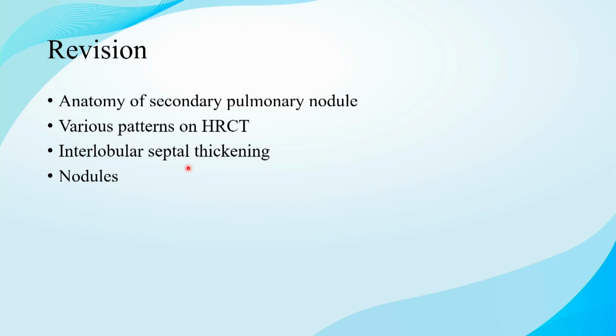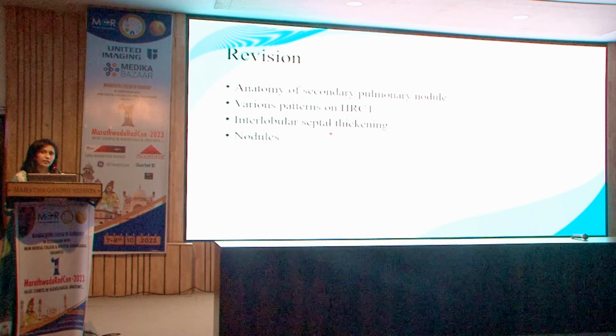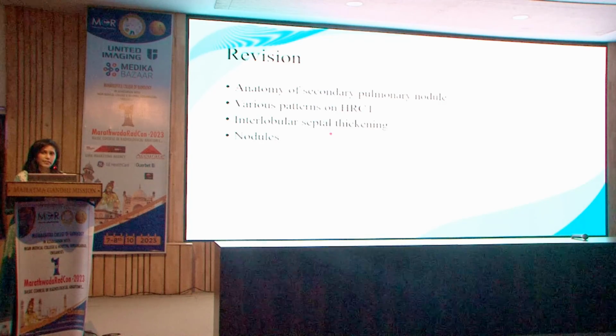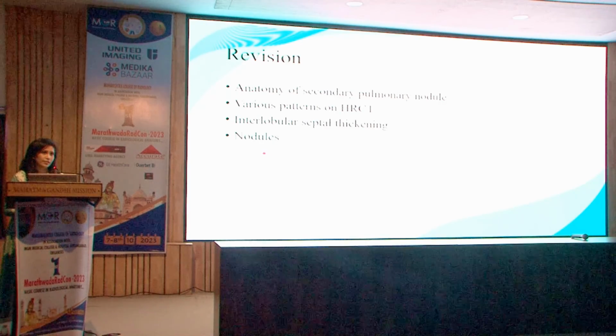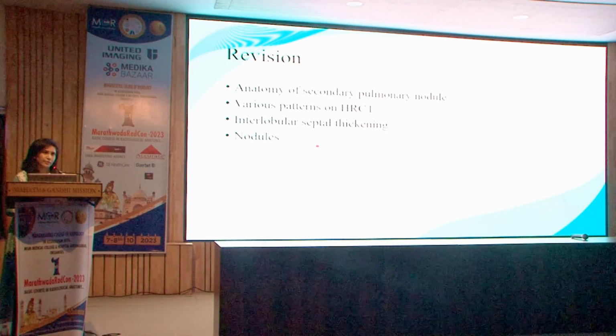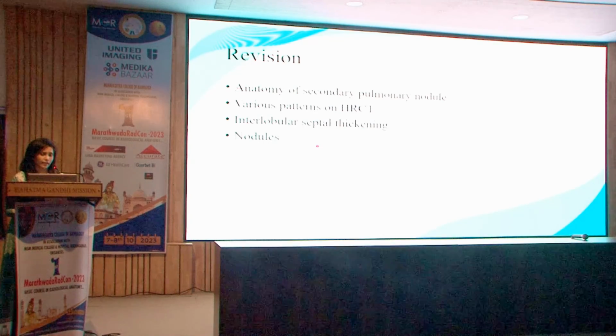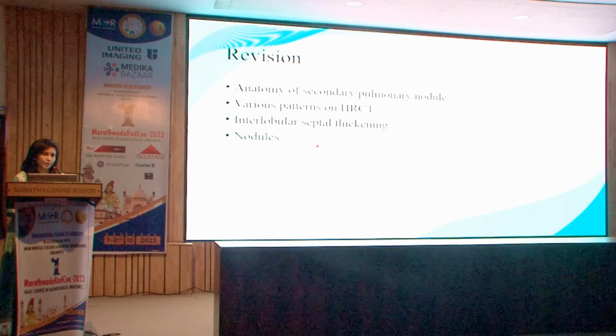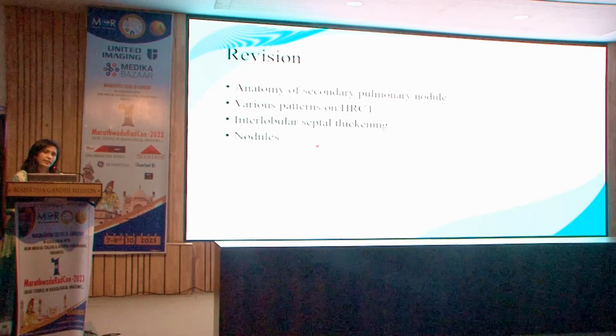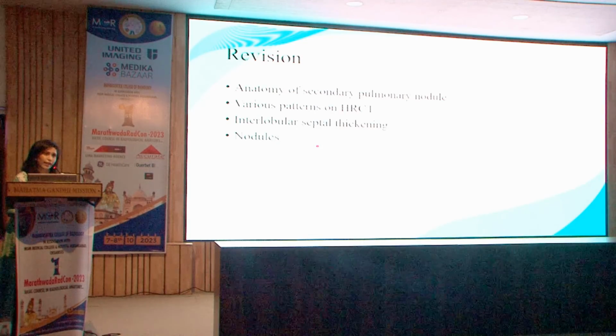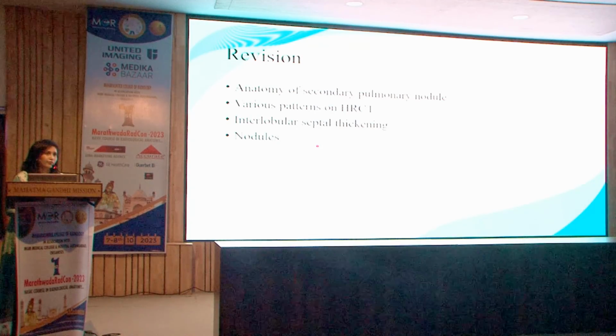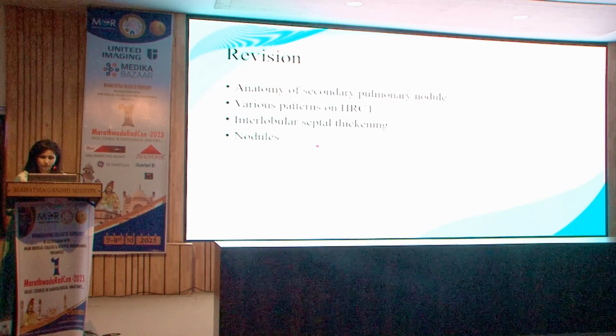So just to summarize, in the last few minutes we have discussed the anatomy of the secondary pulmonary lobule, and the various patterns which we see on HRCT. Then we discussed the patterns of interlobular septal thickening, that can be smooth, nodular, or irregular, and multiple nodules, that is the appearance like centrilobular, perilymphatic, or random distribution of nodules, and the differentials based on that.